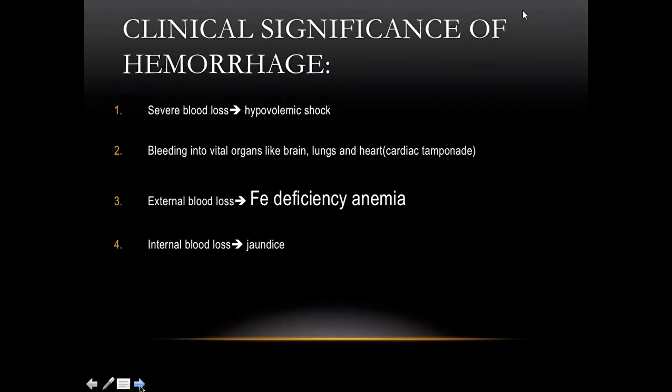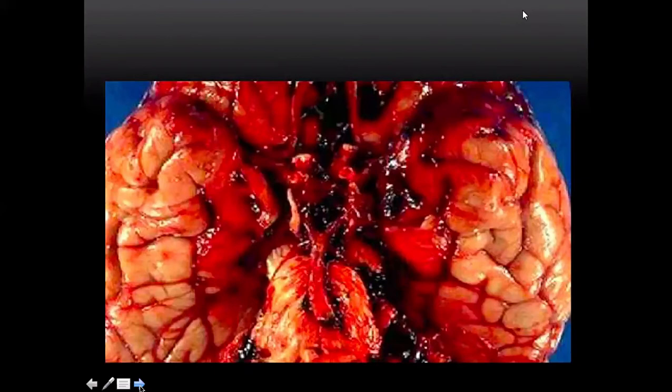Of course, if you have severe blood loss, an increased amount of blood loss, you can have hypovolemic shock. Then if you have bleeding into vital organs like the brain, the lungs, and the heart, this can cause cardiac tamponade. No? Then if you have external blood loss, it can cause iron deficiency anemia. And if you have internal blood loss, you can have jaundice. So these are the clinical significance of hemorrhage. No? Of course, this is a brain with hemorrhage. So take note of the circle of Willis.